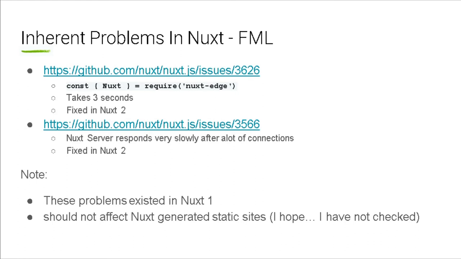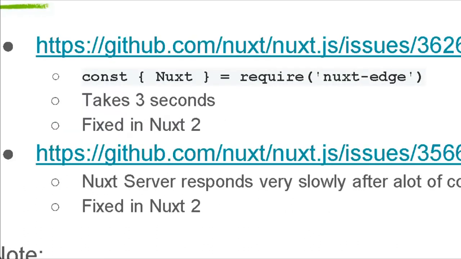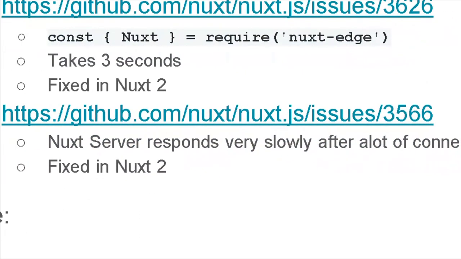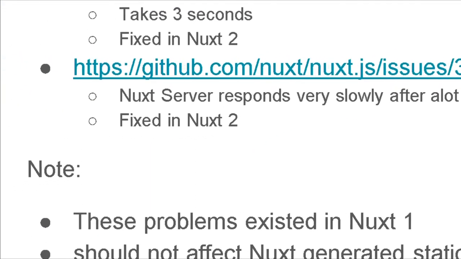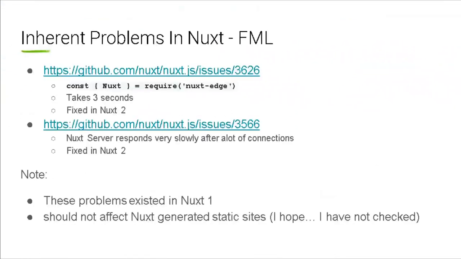Okay, so now we come to some interesting things, but fortunately it's not happening anymore. There are some GitHub issues. Inside the Nuxt code, somewhere in there, people found that this single line takes 3 seconds. Imagine you have a lot of requests. That's going to be a problem. I think they fixed it in Nuxt 2. Another issue is it responds very slowly after a lot of connections, also fixed in Nuxt 2. I'm not sure why, but you can read through the documentation.